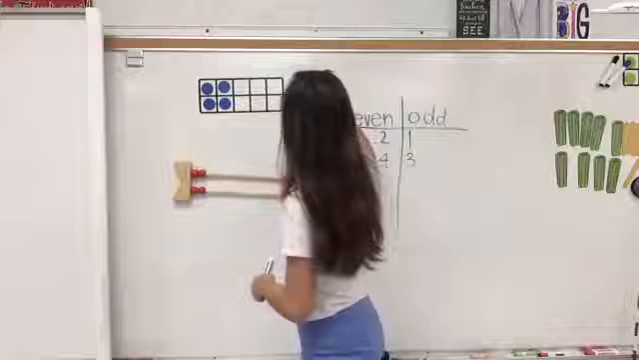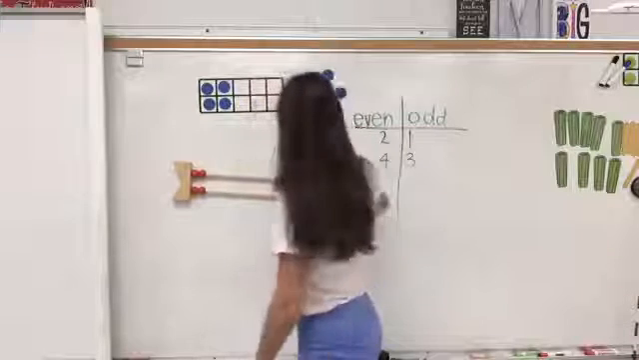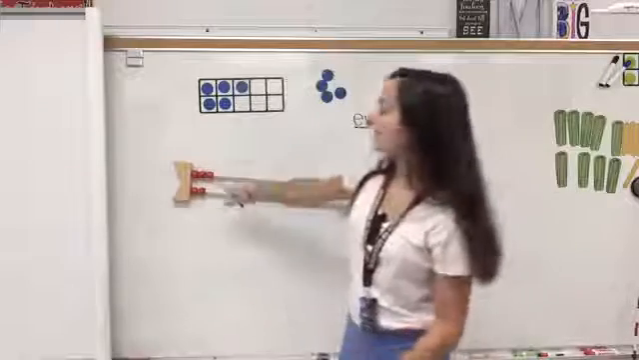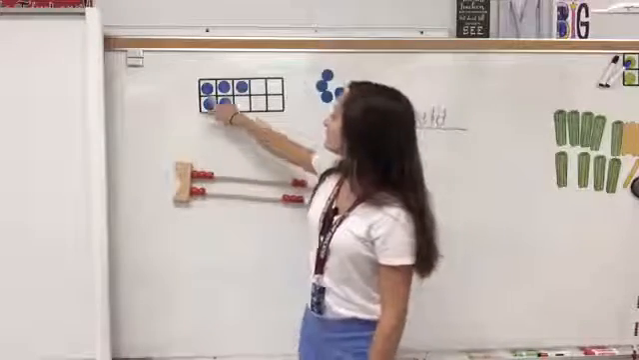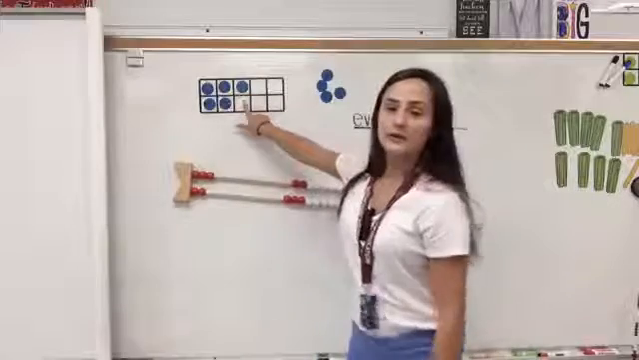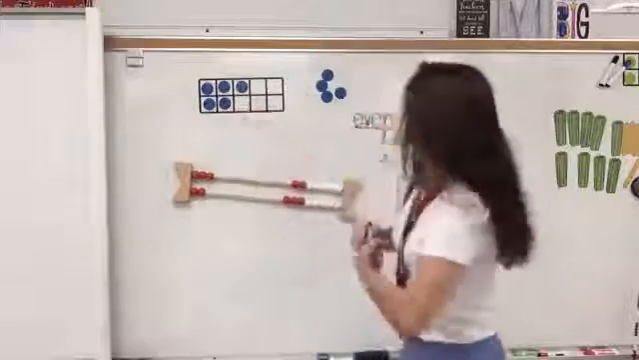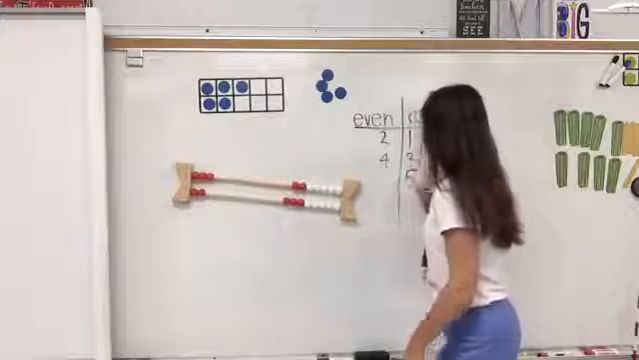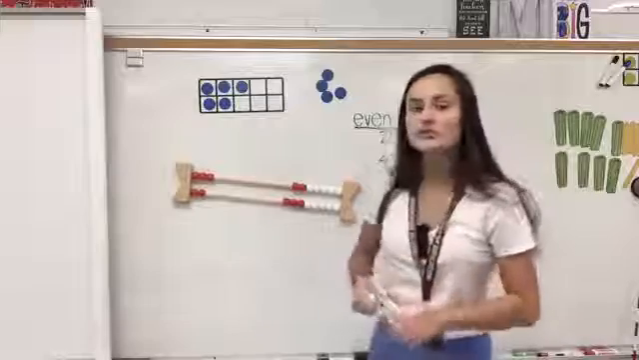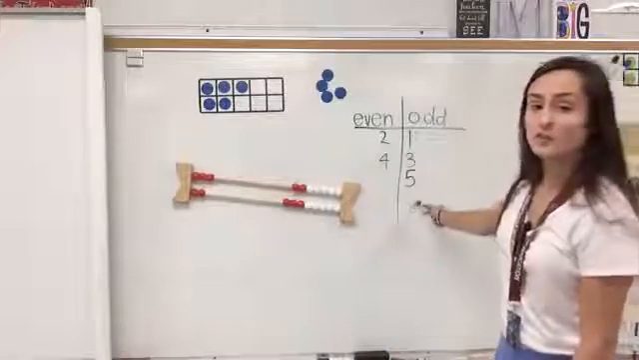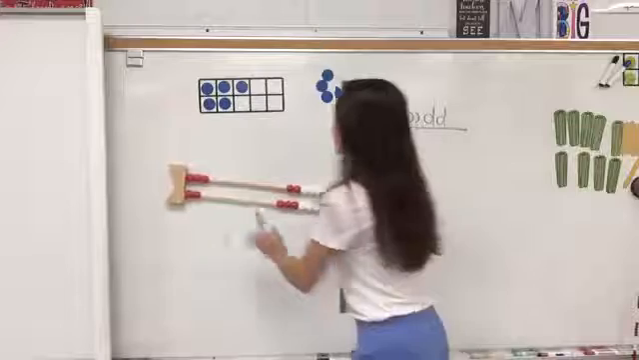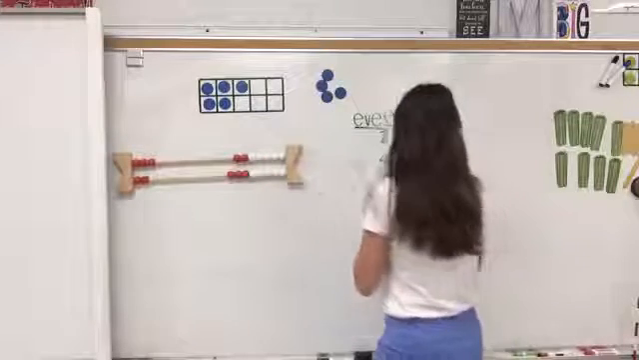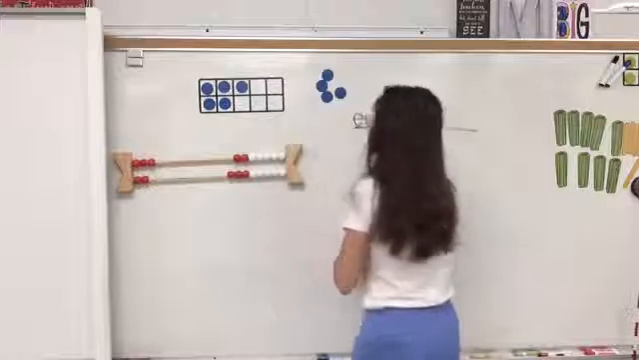Alright, one more. We got 5. Does 5 have an even amount of pairs? Does not. So it is odd. Alright, I want you to fill out this T-chart all the way to 20 on your own, and I'll fill it out too while you are working. And then we will come together and talk about it.